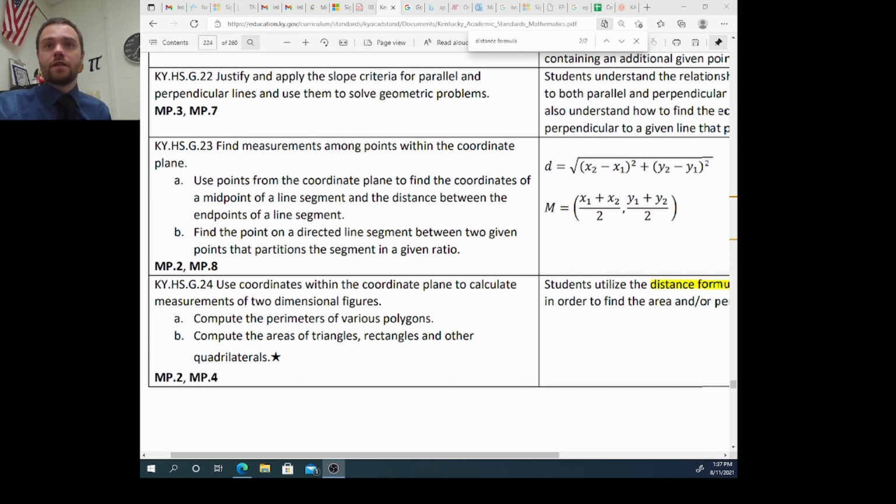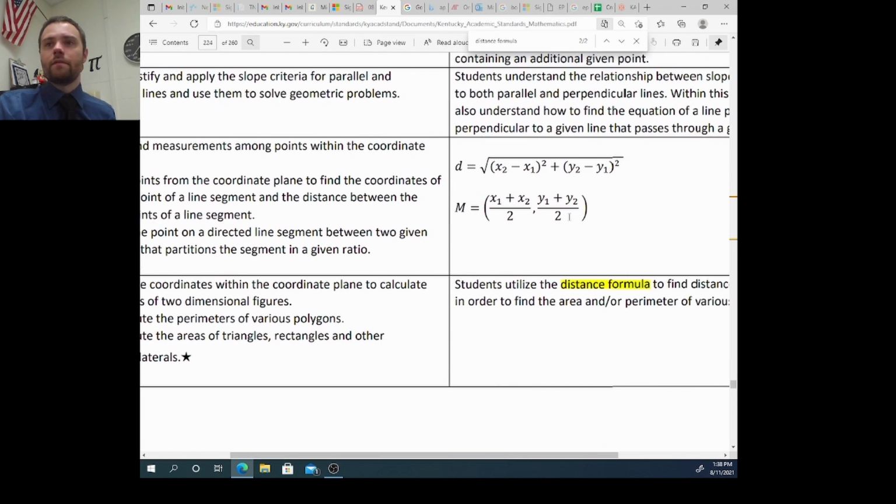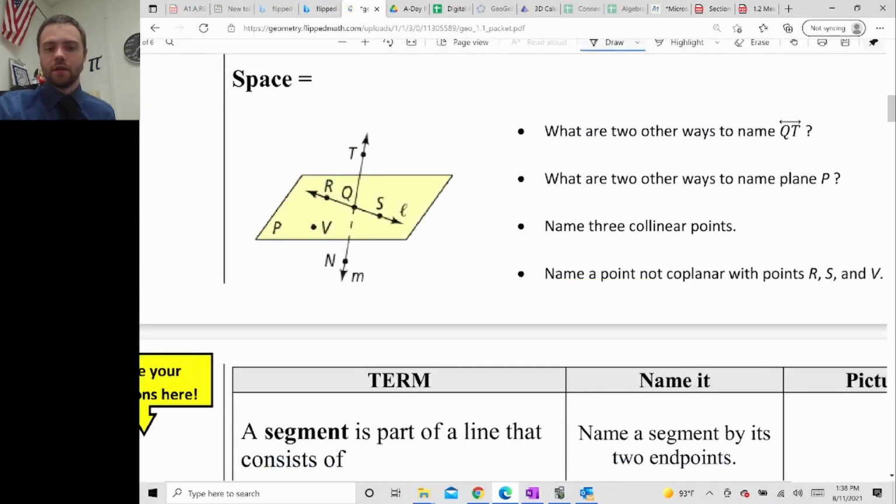So the standard here says, find measurements among points within the coordinate plane. Use points from the coordinate plane to find the coordinates of a midpoint of a line segment and the distance between the endpoints of a line segment. And then the second part of the standard says, find the point on a directed line segment between two given points that partitions the segment in a given ratio. Okay, so over here to the right, you'll see some formulas. And we're going to be using these formulas in today's lesson. So I hope that helps.